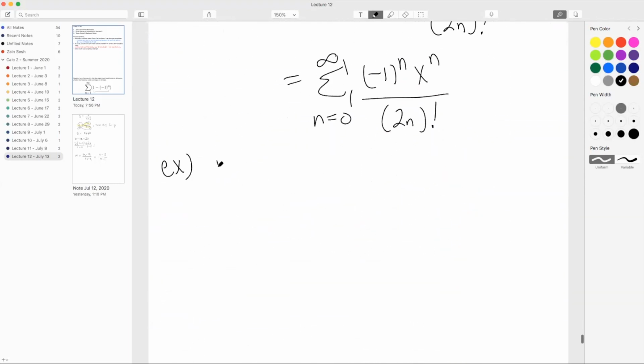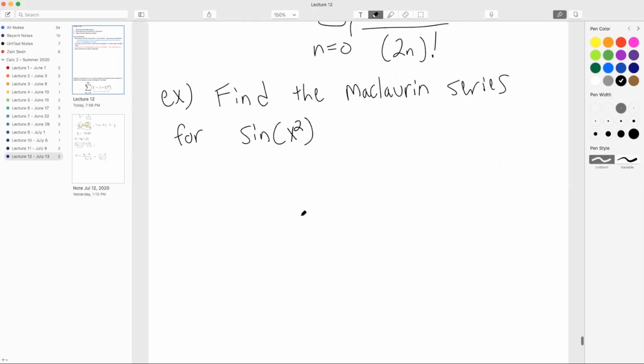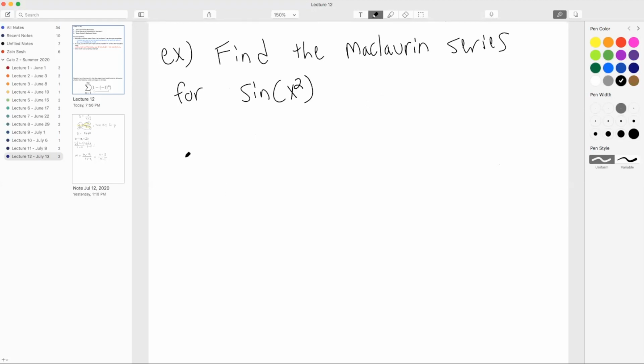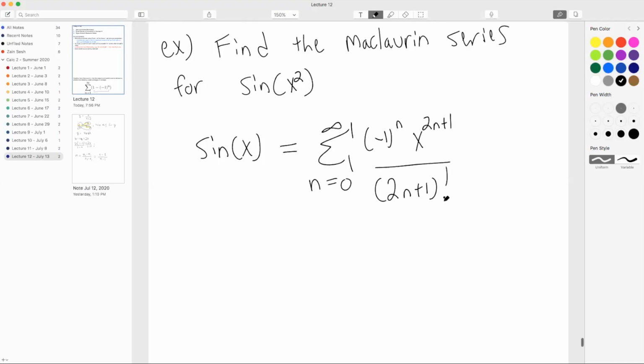So let's find the Maclaurin series for sine of x squared. So recall that sine of x had the following Taylor series expansion. This was from earlier in class. Sine of x has this Taylor series: -1 to the n multiplied by x to the 2n plus 1 over 2n plus 1 factorial. That's directly from previously in class.